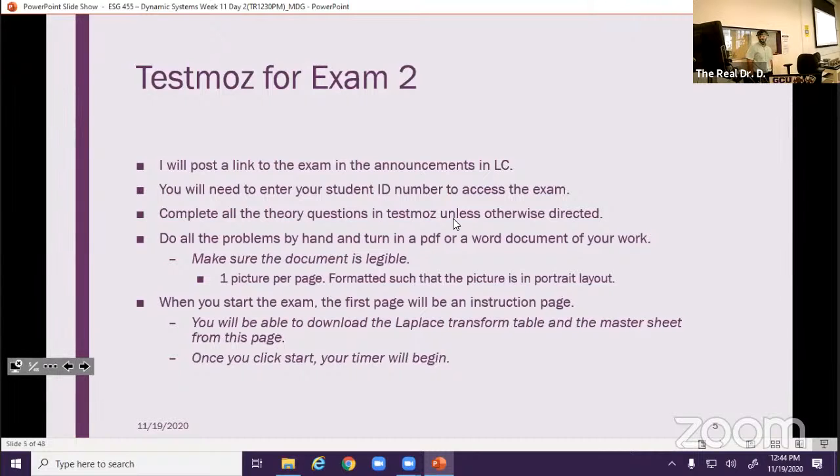All right. So yeah, all theory questions are in TestMoz, unless you were told specifically to upload something for it, don't worry about it. Do all the problems by hand. Turn in a PDF or a Word doc. That is going to be in LoudCloud. So you will turn in your PDF or Word doc into LoudCloud under the exam Dropbox, right?